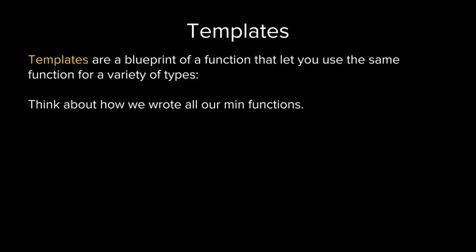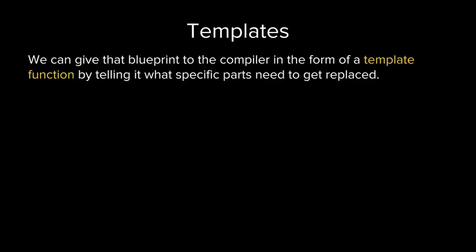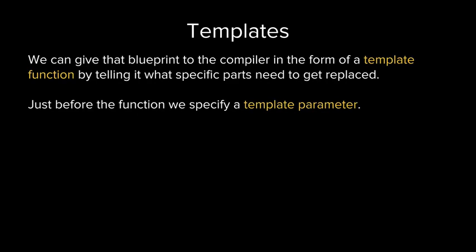So thinking about how we wrote all our min functions, we only changed the type. So if you look, we had our min function. All we did was replace the int with a double, and then we had the other version of it. So the idea with templates in C++ is we're going to give the compiler this template function and tell it what specific types should be general and should be replaced when we use it in a specific way. So the way this looks is, let's say we have our minimum function, again, on ints.